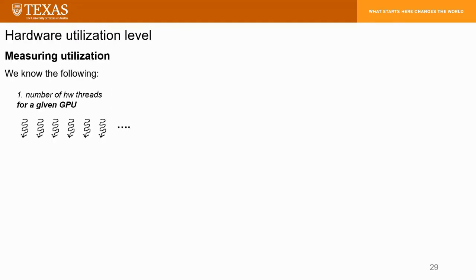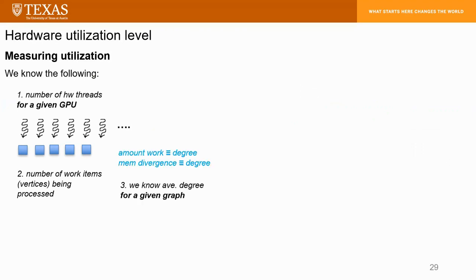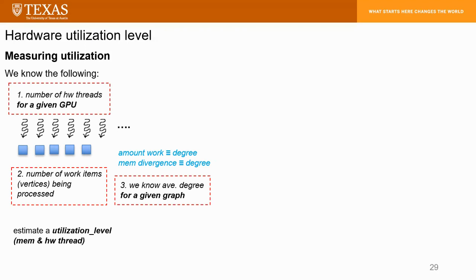We know the following: how many hardware threads there are for a given GPU, and how many work items are currently being processed, where each work item is a vertex. And we know the average degree of the graph. The average degree has two uses here. First, it is correlated with the amount of work for each vertex. Next, from the average degree, we can get a basic idea of the level of memory divergence. So based on these three pieces of information, we can estimate a hardware utilization level, considering both the hardware threads and the memory bandwidth.